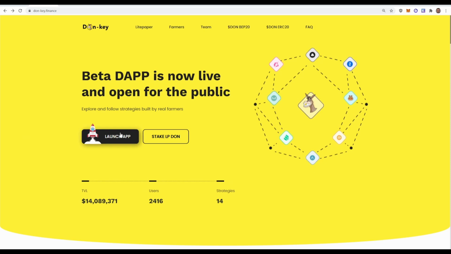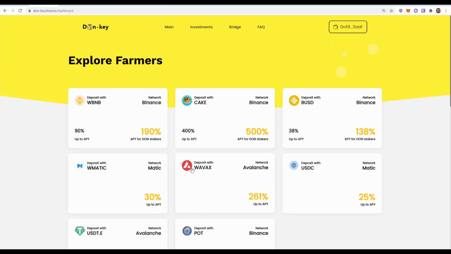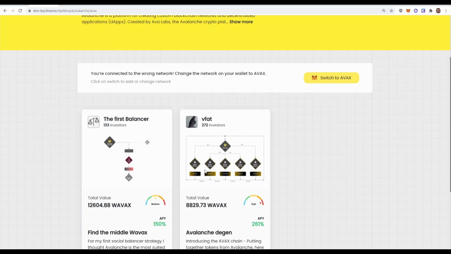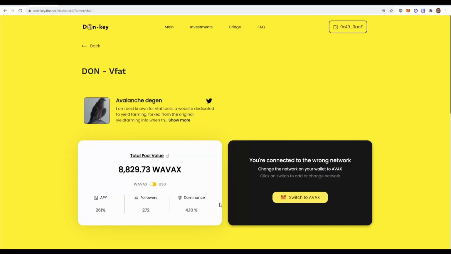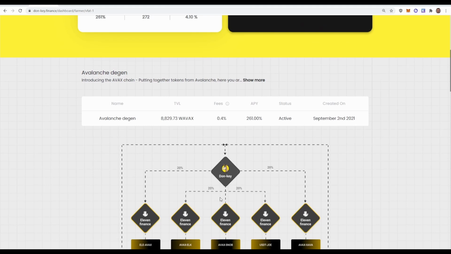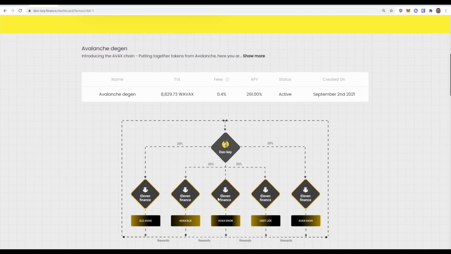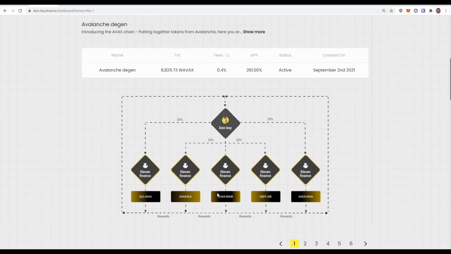To get there, we want to launch the app. We are going to navigate to AVAX, and we want to open the Vfat farm. Now, this is a rather interesting one, just because this is splitting up into a lot of farms. So we'll have a look on how this works in detail now.